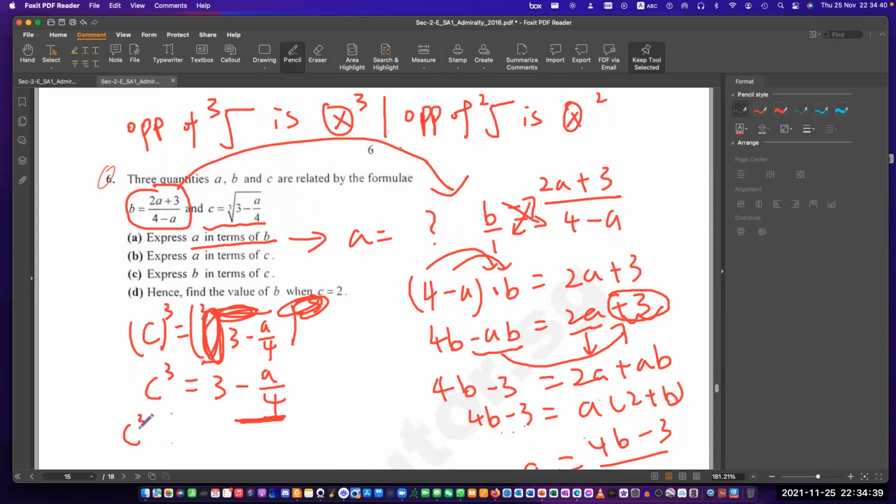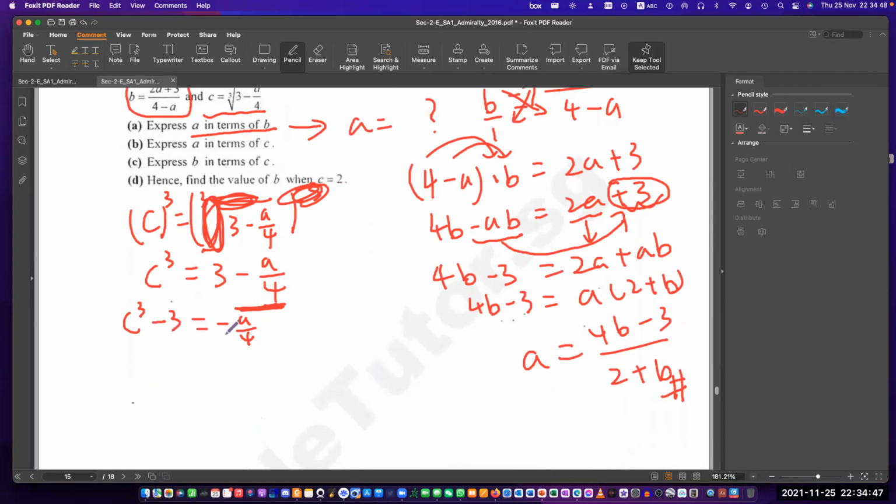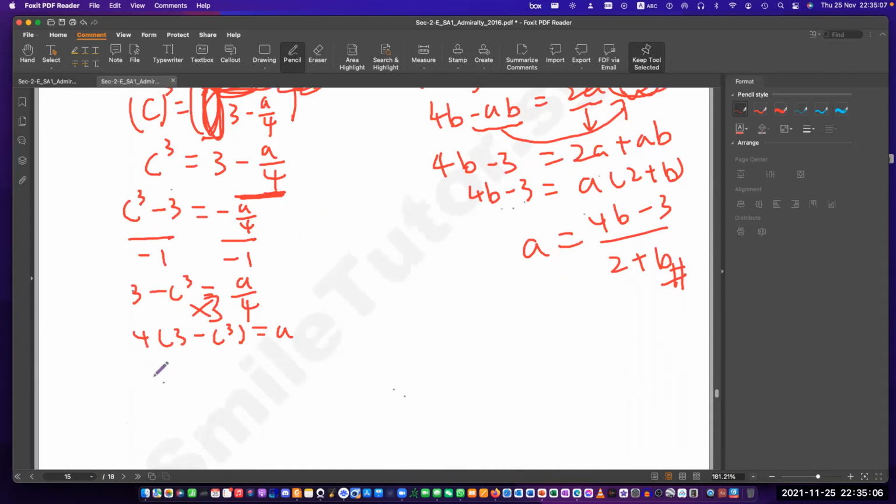So it's c cubed minus 3 equals minus a over 4. You have a negative 1 here, you divide by negative 1 on each term, you end up with 3 minus c to the power of 3 equals a over 4. Then you just cross multiply. So 4 to this side, 4 times 3 minus c cubed equals a. So 4 times 3, 12. 4 times this, 4c cubed. So that's the answer. a is equal to 12 minus 4c cubed. So I just bring the a to the left hand side.